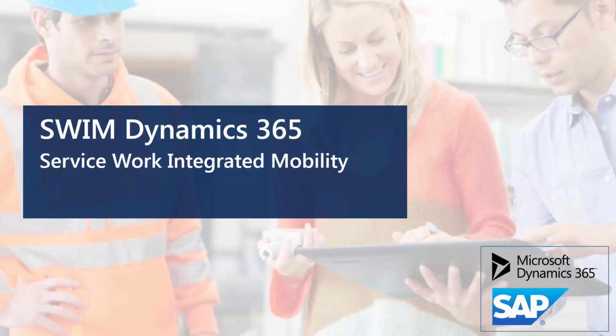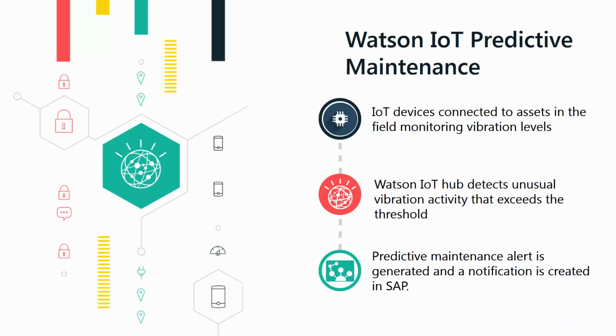Welcome to the video demonstration of SWIM Dynamics 365, Service and Work Integrated Mobility. In the first scene, we will demonstrate how predictive alerts can be generated via the Watson IoT Hub and passed directly to SAP for further action.